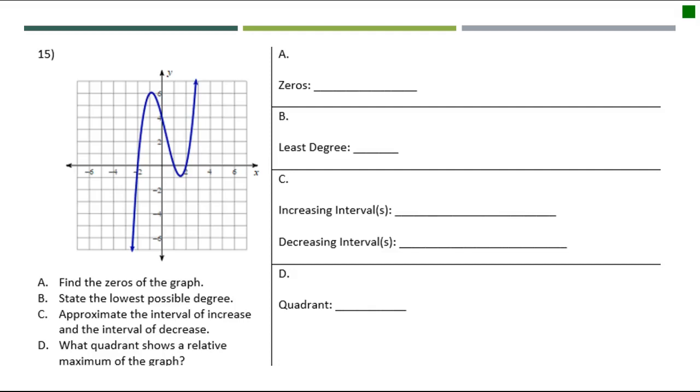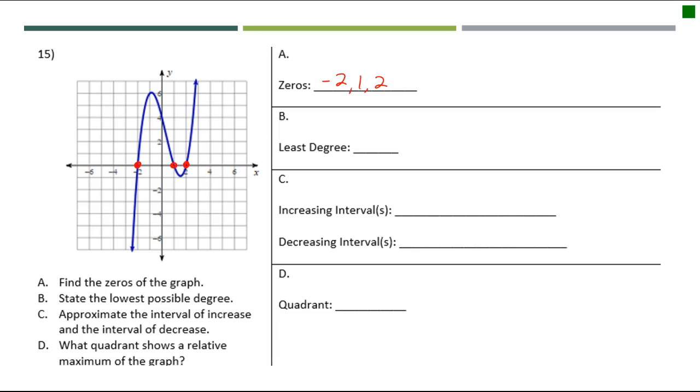All right, last question. It asks us for the zeros. So we're looking to see where this graph crosses the x-axis. I see 3 times. I see -2, +1, and +2. There aren't any double zeros because it doesn't touch and bounce off the x-axis anywhere. Each of them cross all the way through.